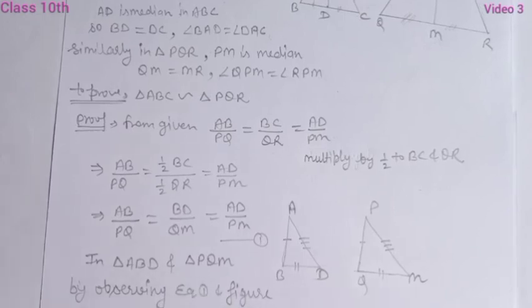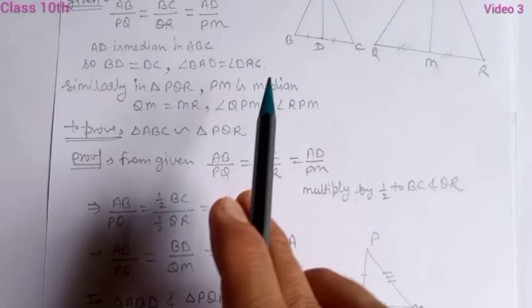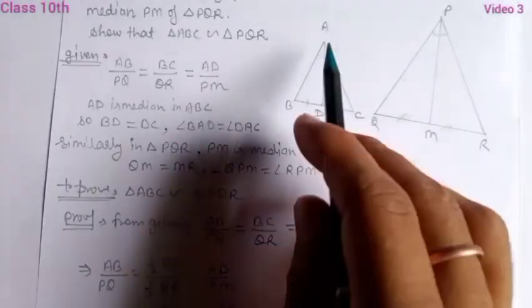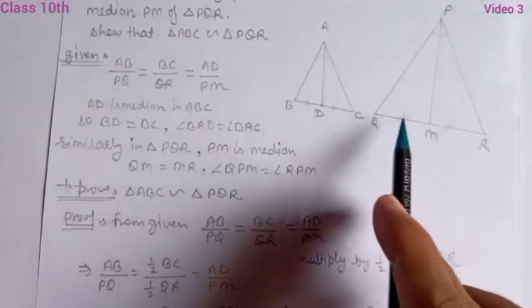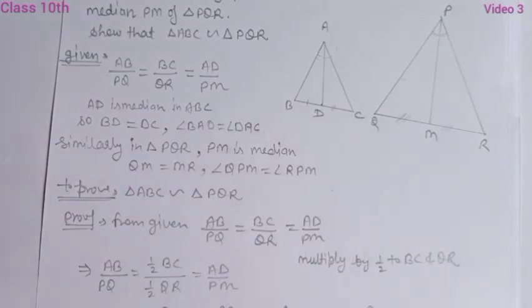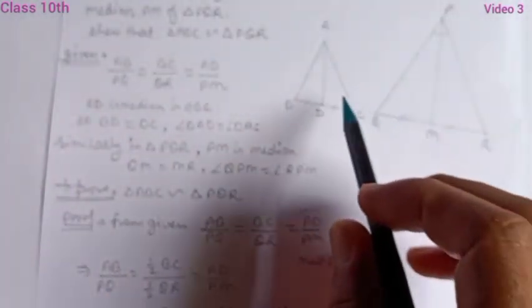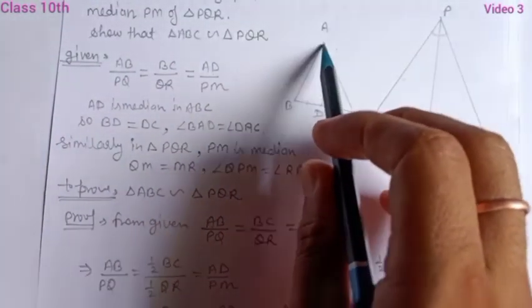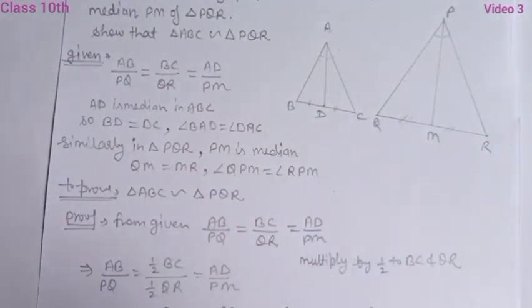So the question can come to your mind: why did we take half here? Let's understand again from the given thing. Here the ratio AB upon PQ is equal to BC upon QR, and AD upon PM is equal. But student, in both triangles, we have two things, the side BC is equal to QR, but we don't have another side, only another angle here. So how will we find it?